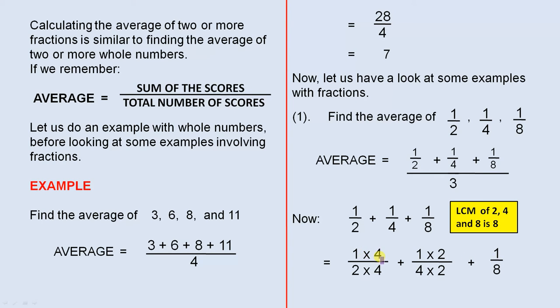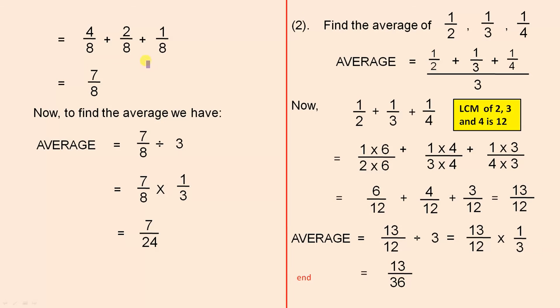So when we work out that part and that part stays the same, this is what we get on the next slide. We get 4 on 8 plus 2 on 8 plus 1 on 8. Add the numerators together because the denominators are the same. That gives us 7 over 8. Now to find the average, we have 7 over 8 divided by 3, because there are 3 scores.